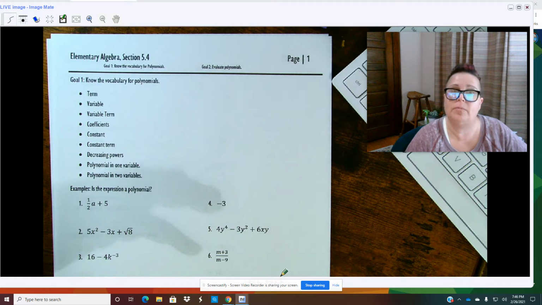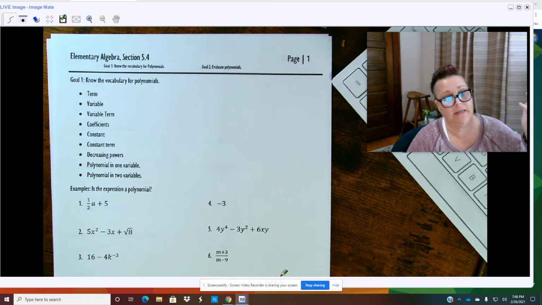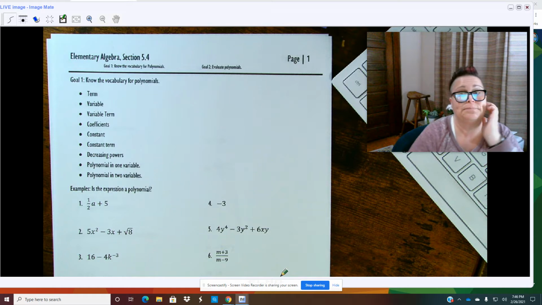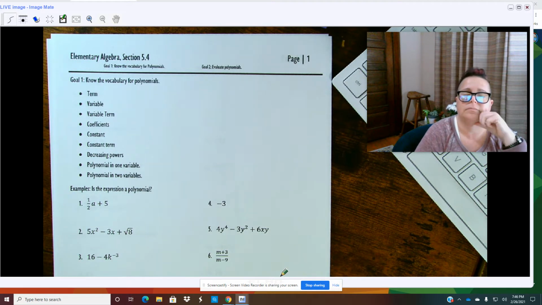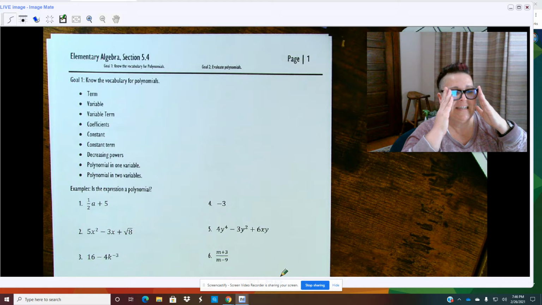There's a lot of little pieces to polynomials. You can see there is some vocabulary coming up. I've got like 10 different words here that we need to make sure you're familiar with. Okay? All right, so let's get started on some of these ideas.